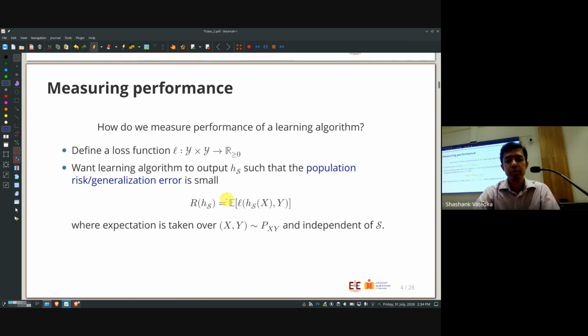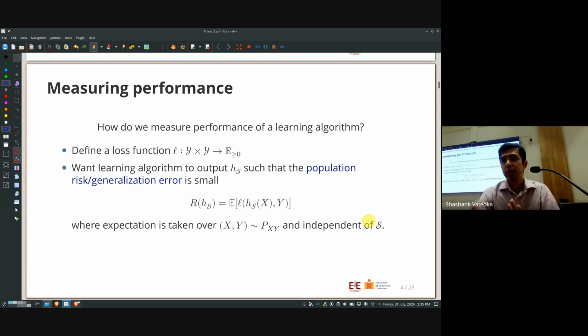To be a little more precise, we define a loss function, and we say that the learning algorithm is good if the population risk, or the generalization error, is small. The population risk is simply the expectation of the loss between the predictor output by our learning algorithm and the true value of y. This expectation is taken over a pair of random variables x and y, which are independent of the data set that is given to us, but have the same distribution as the data set. That is going to be the assumption whenever I say a supervised learning problem.